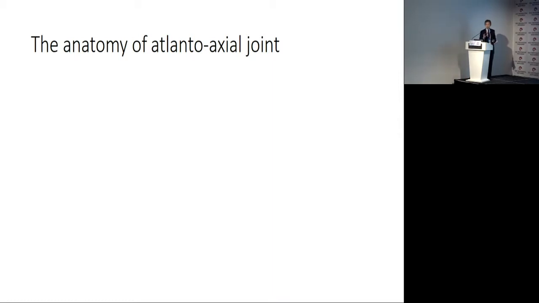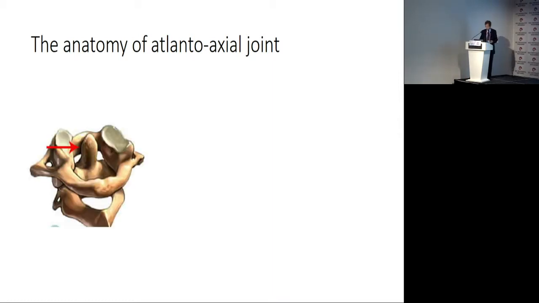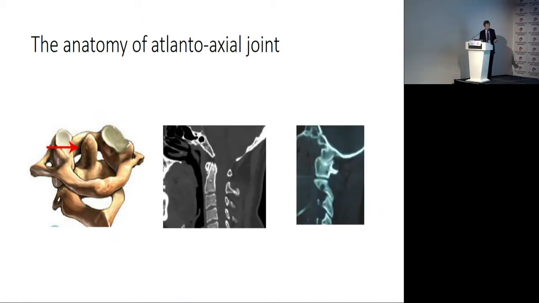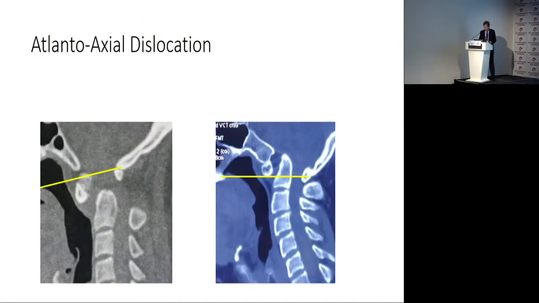Let's talk about something about C1 and C2. There are three parts between C1 and C2: the central part and the bilateral facet joints. Usually we emphasize the central part. The lateral parts are easily not so emphasized.